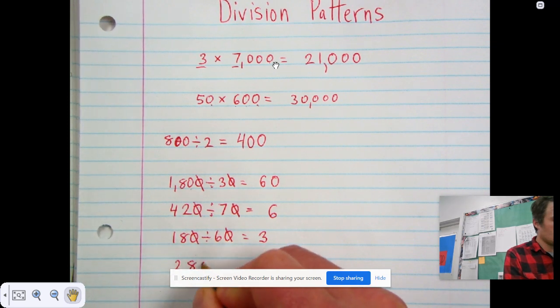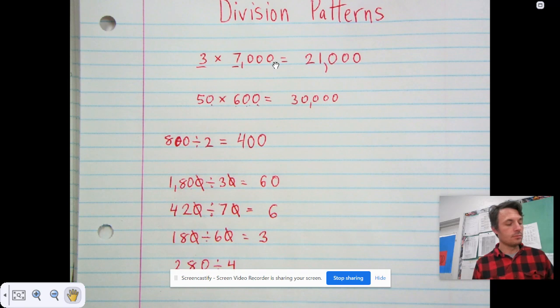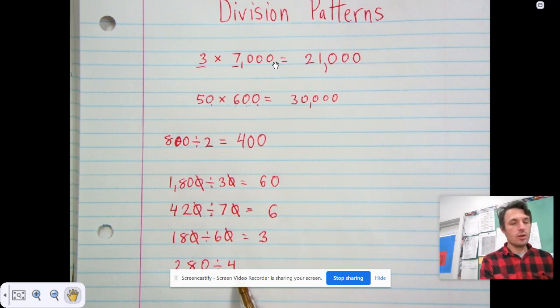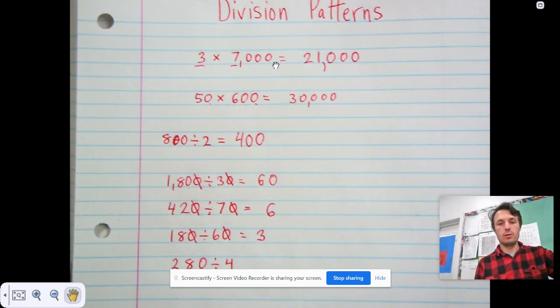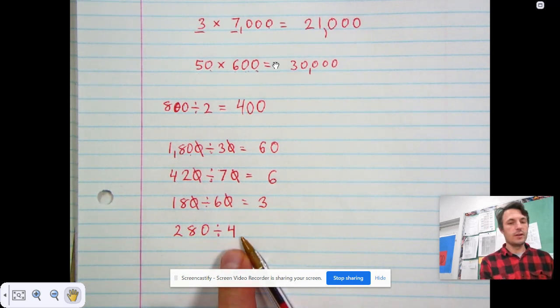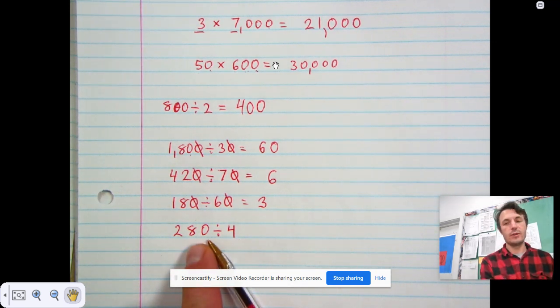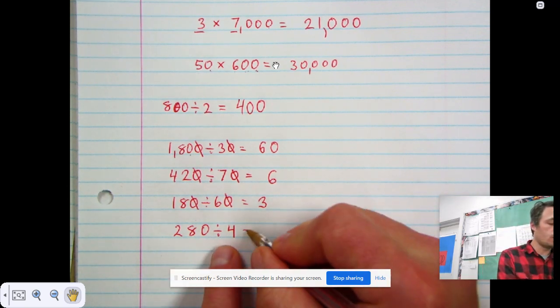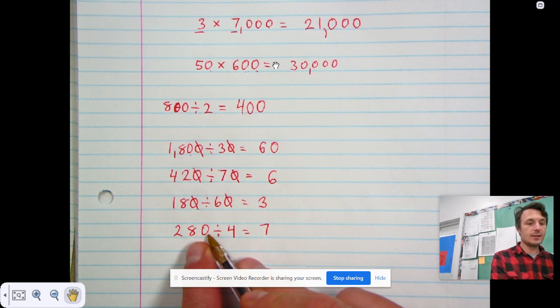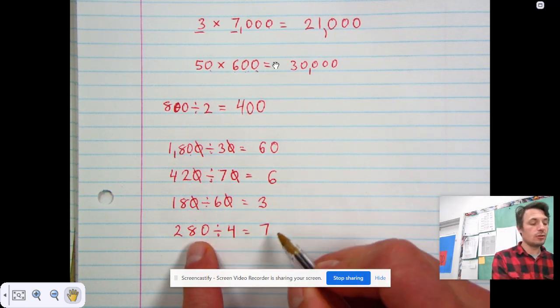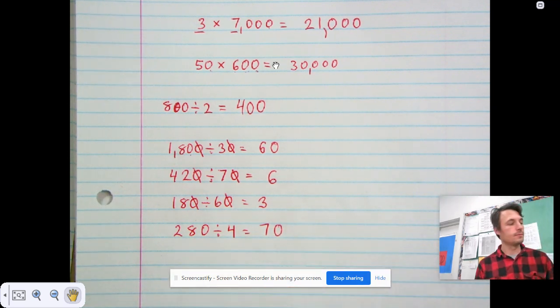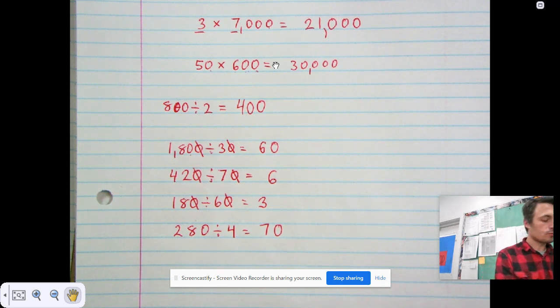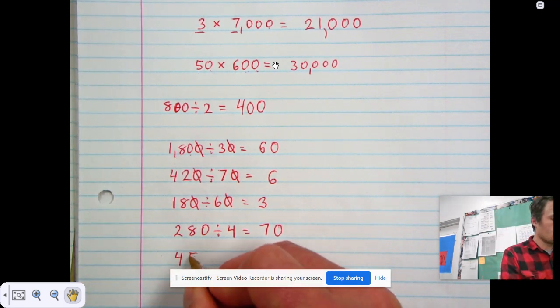Let's say we have 280 divided by 4. Notice there's no 0 in the divisor in this one to cancel out this 0 in the dividend. So it's just 28 divided by 4. 28 divided by 4 equals 7. And this 0 from the dividend goes into the quotient. Okay, let's do another example like that.